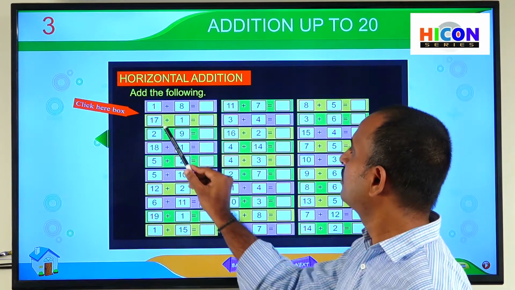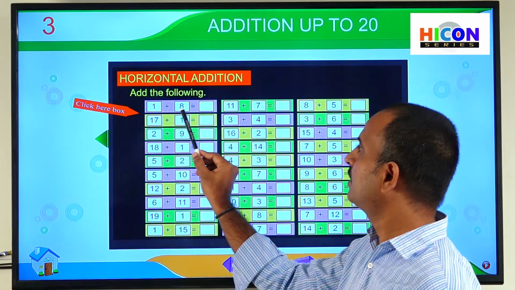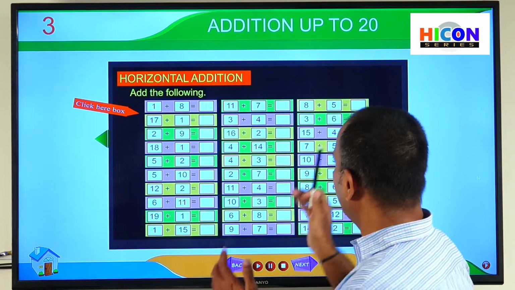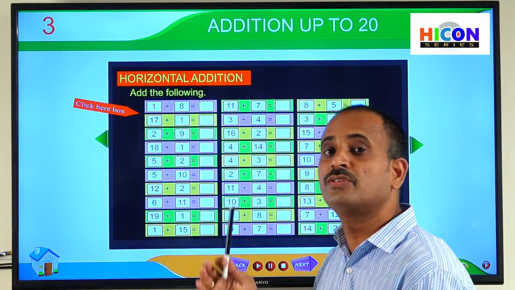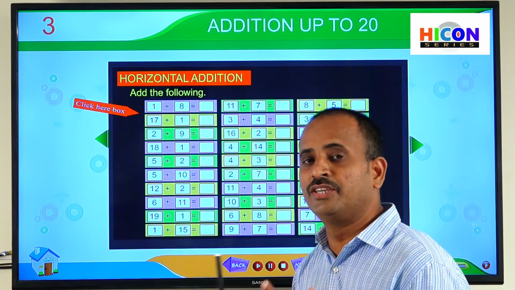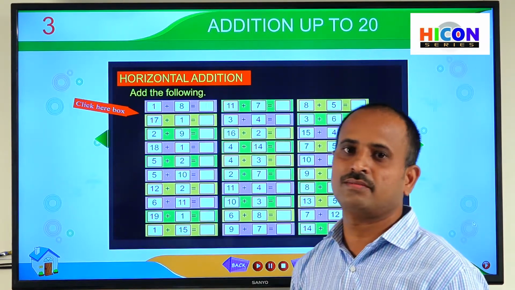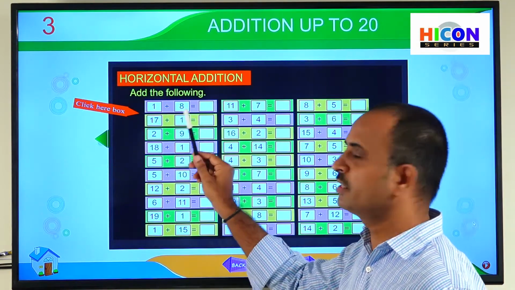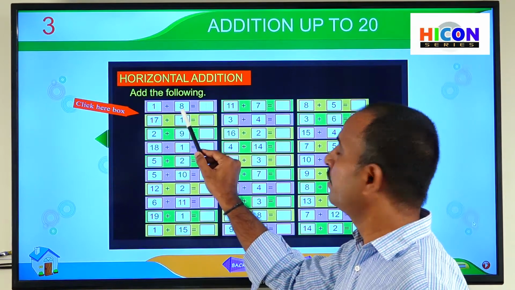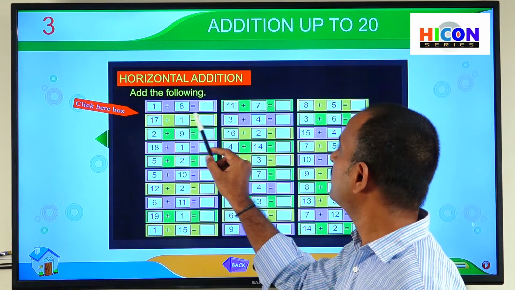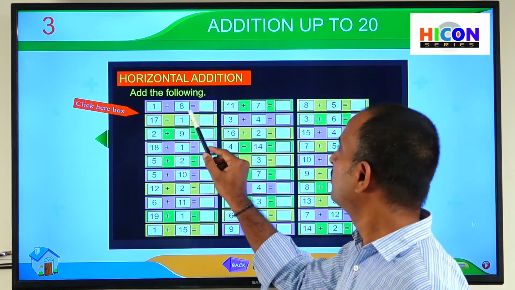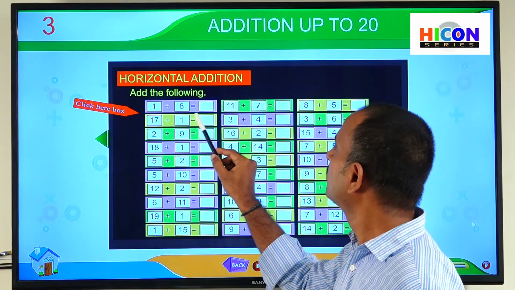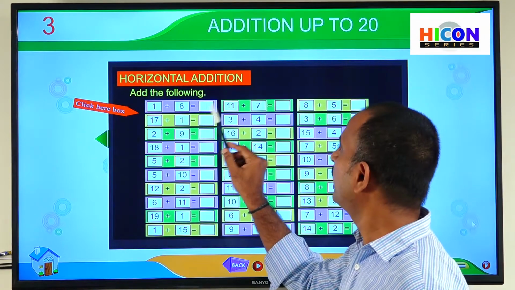So the first one is 1 plus 8 is equal to dash. So children, some of the additions can be solved based on the addition facts and some additions can be practiced on our fingers. So here 1 is added to 8. According to addition facts, if 1 is added to any number, then we will get its successor number. Successor number means we will get its next number. So what is the next number after 8? So 9. So write 9 here.